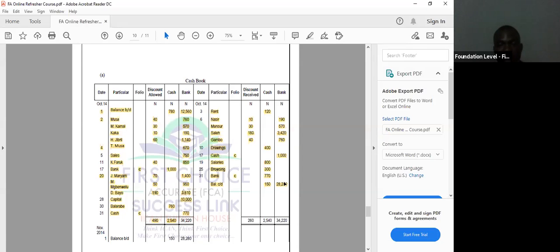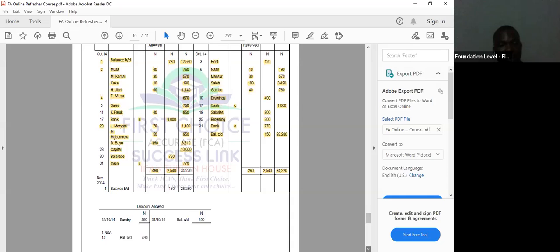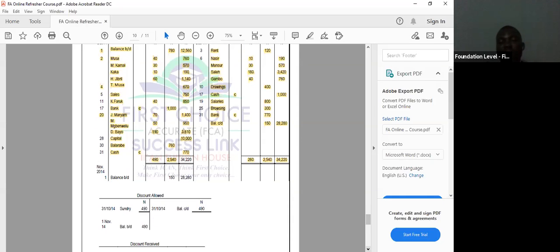So addition of everything together will now give you 34,220. Now remember, we are not done yet, because I told you in the beginning of the class that the reason why we have discount received and discount allowed is because we don't want to repeat information continuously on the discount allowed account and discount received account. So what we normally do is that we total every discount allowed together here, and we now post it into the discount allowed. Now, discount allowed account is an expense account. So it means that it's going to have a debit entry.